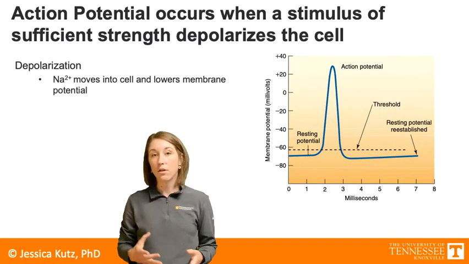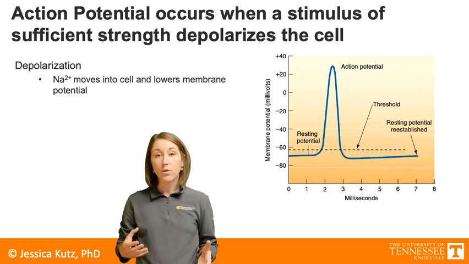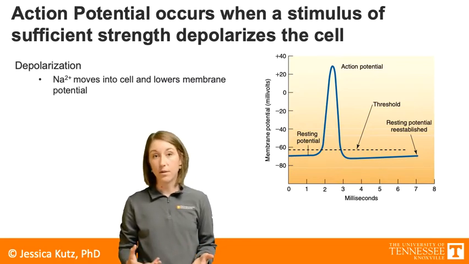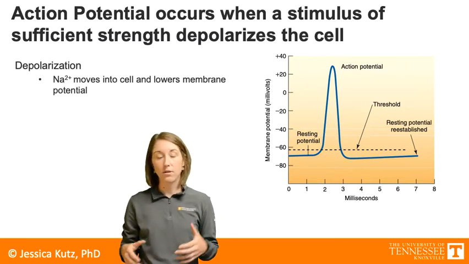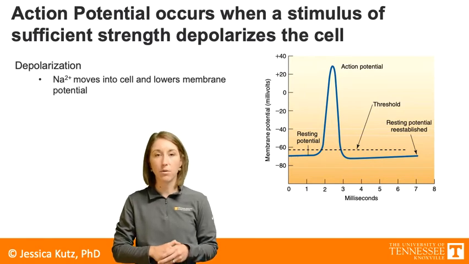Assuming that you have a strong enough stimulus to cause a cell to depolarize, you're going to walk through a full action potential. And again, that process is an all or none process. So let's walk through on this graph exactly what's happening to cause that cell to depolarize, and then what happens after the cell has depolarized.